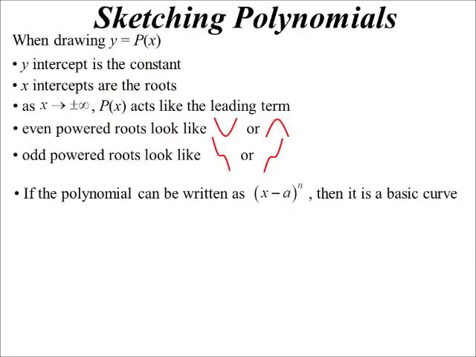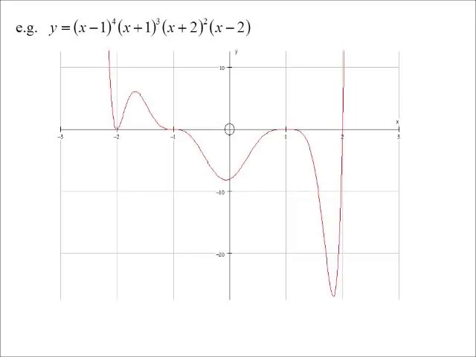If you can factorize it completely, then all you're talking about is your basic curve that's been shifted horizontally. Let's have a look at this one. Ooh. There we go. Let's put it together. I would have looked at this and said, well, the y-intercept, -1 to the power of 4, 1 cubed, 2 squared, -2, gives me, anyone work that one out?